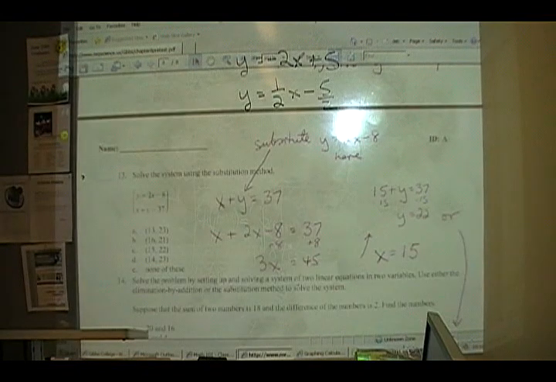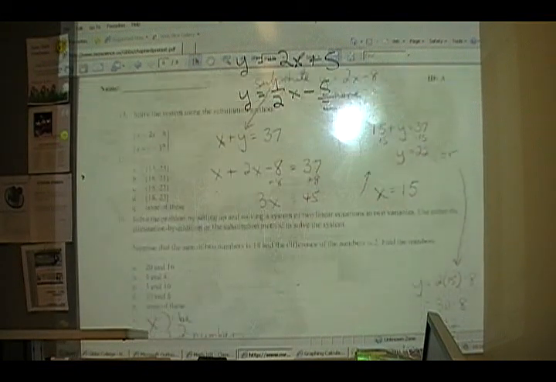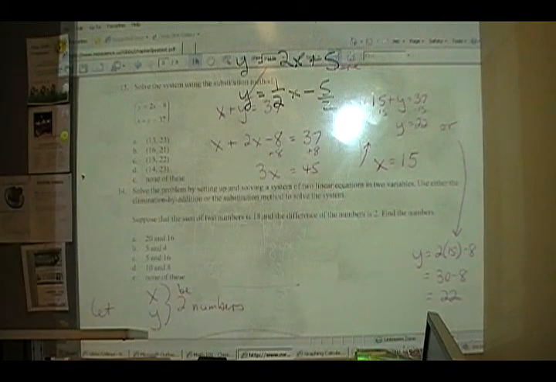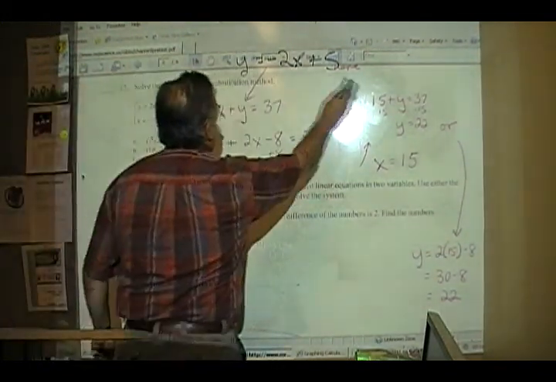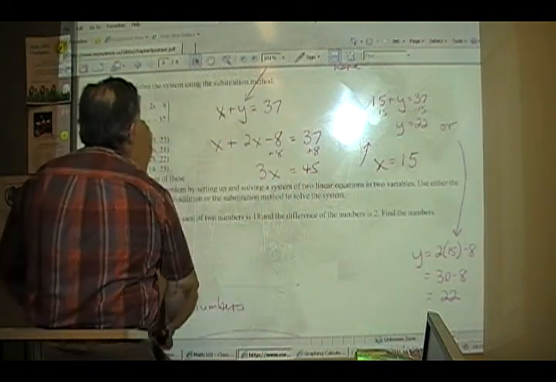Number 13. Similar type of thing, where again, this time instead of using the graphic calculator, it's asking you to solve it by substitution. So we did a few examples like this before.